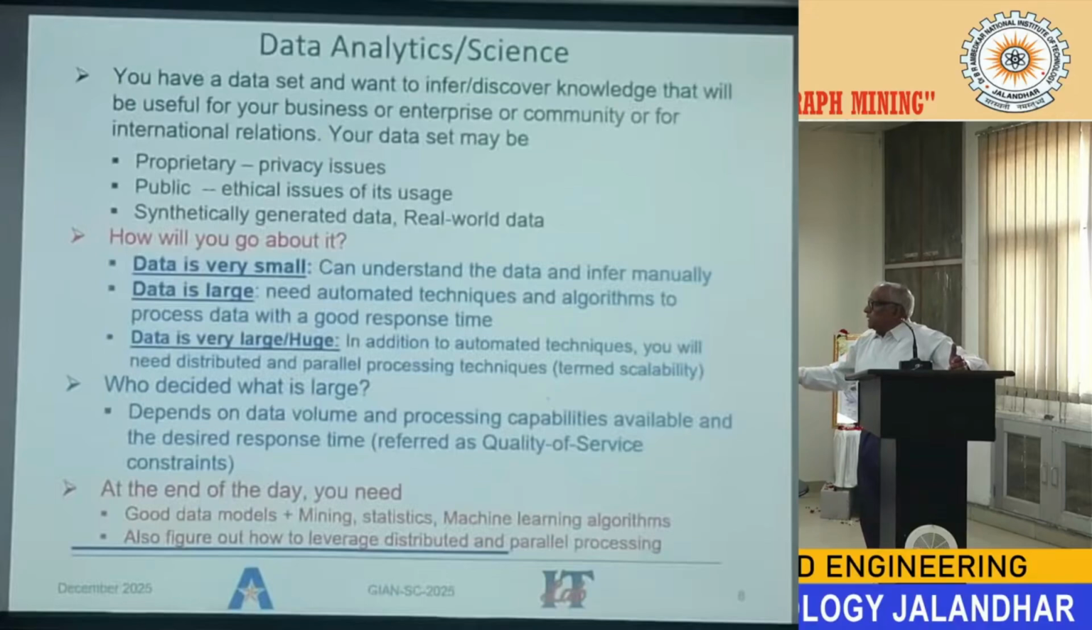Then, what if the data is large? If the data is large and cannot be handled manually, then you need automated techniques and algorithms to process data with a good response time. This is where all the mining, machine learning, and various other algorithms came into the picture in order to deal with large amounts of data. I don't know how many of you are familiar with association rule mining. Has anybody heard of association rule mining? Association rule mining came about in the 90s to analyze what we call market basket data.